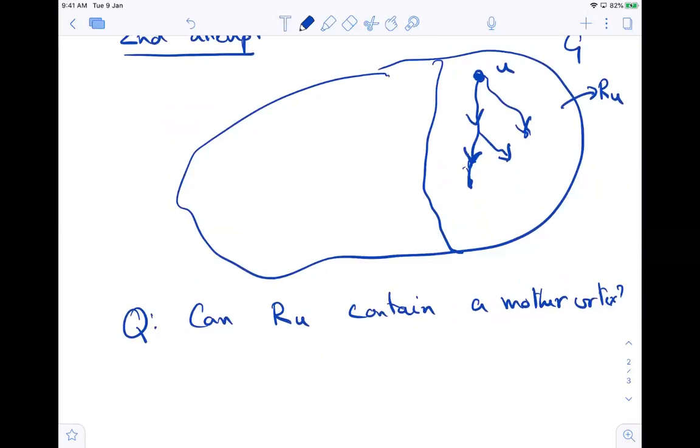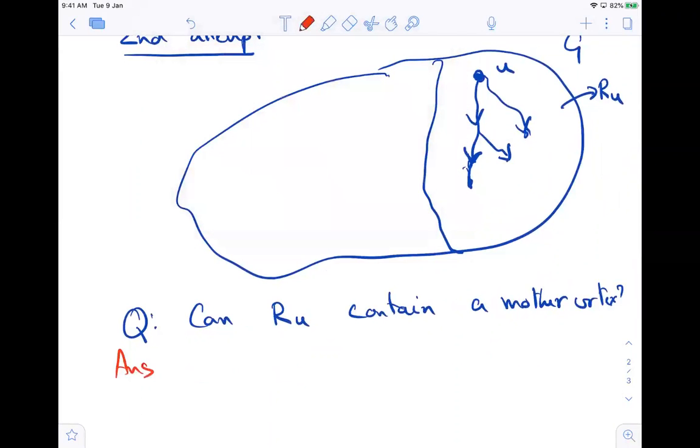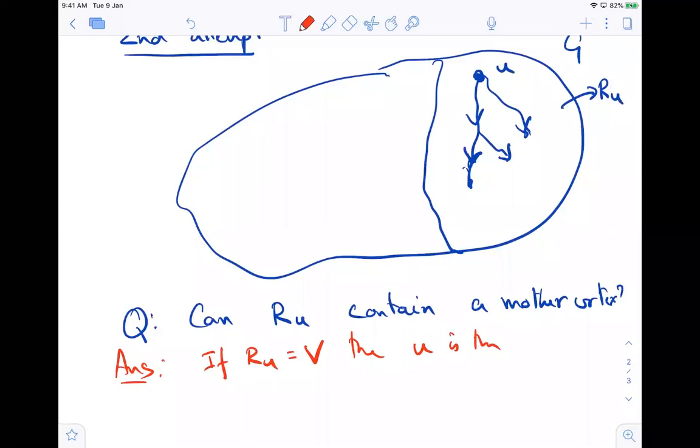Very good point. So see, there's two things. First of all, if R of U is the entire set, okay, so this is the answer I can think of. First of all, if R of U is the entire set, then U is the mother vertex. We are done, right?